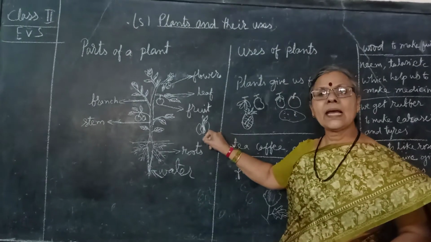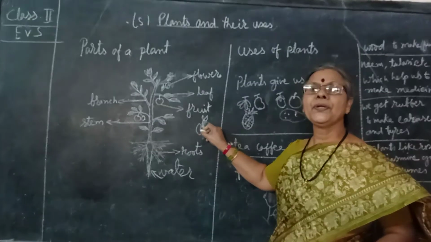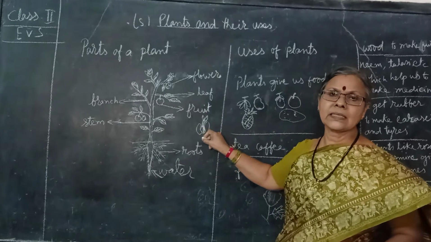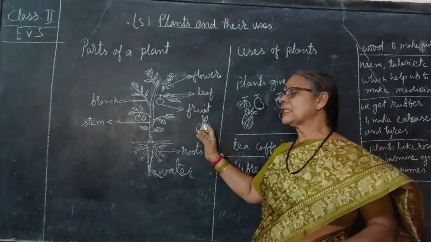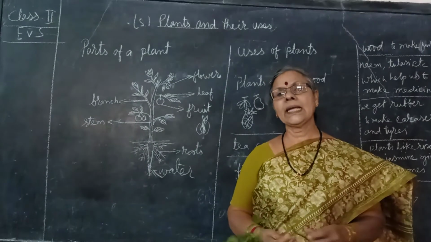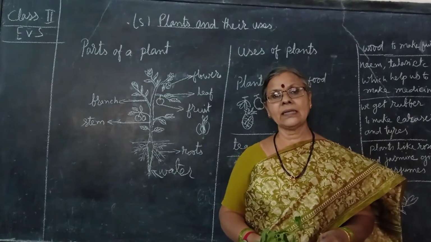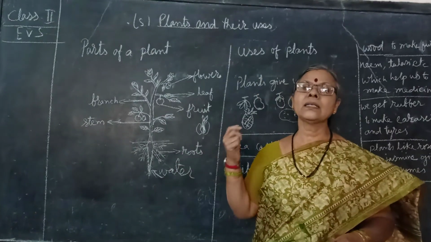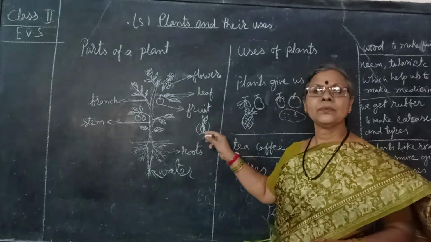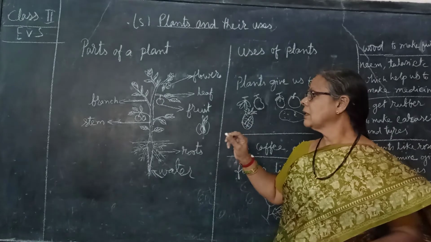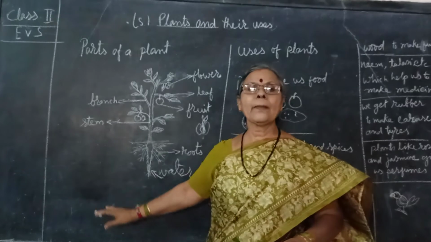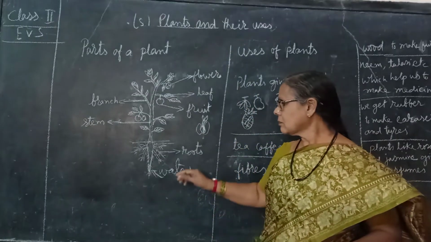What does a seed have? Seeds have a new plant inside them. When the seed falls on the ground and gets the right amount of air, water and sunlight, it will start growing into a baby plant. Have you understood now? What are the parts of a plant?